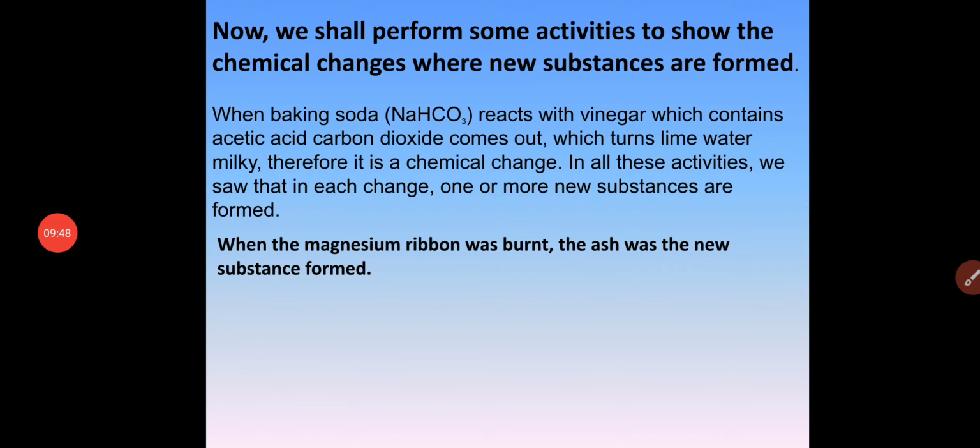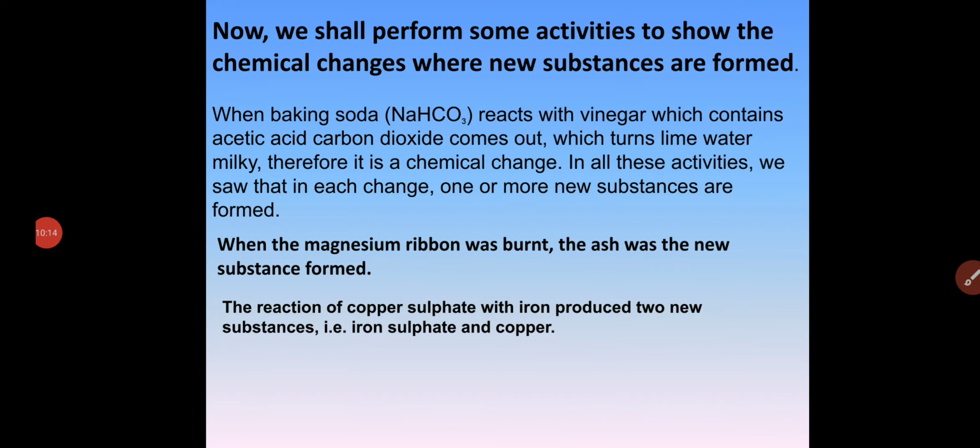So what we can say, when a magnesium ribbon is burnt, the ash is the new substance formed, but it always burns with the white color. So whatever ash forms, that is also a new substance, but you have to keep in mind it always burns with the white color. So let us conduct another activity.